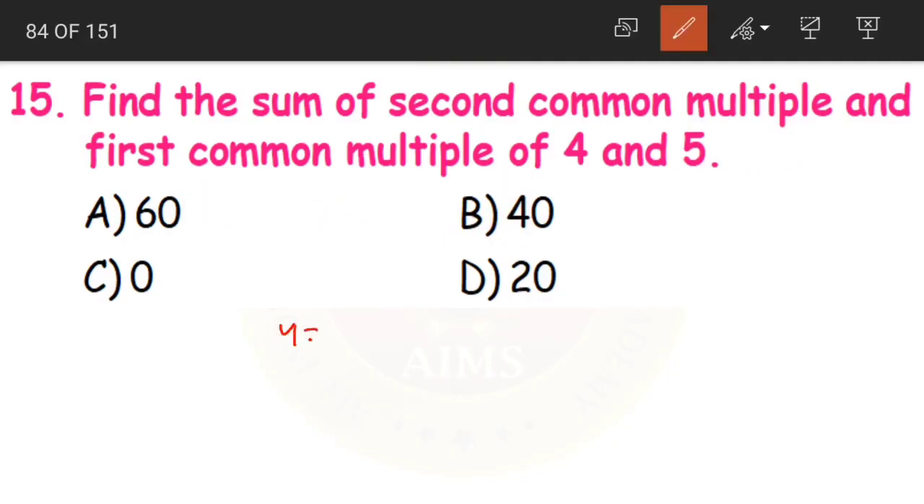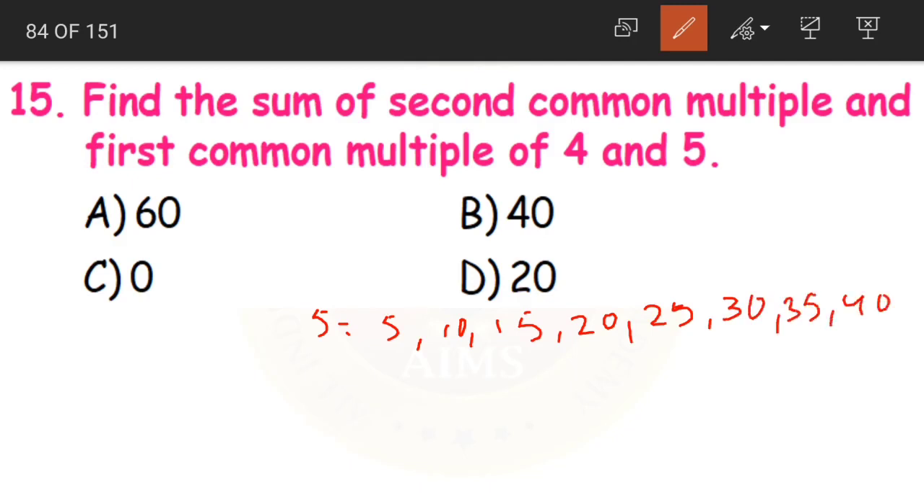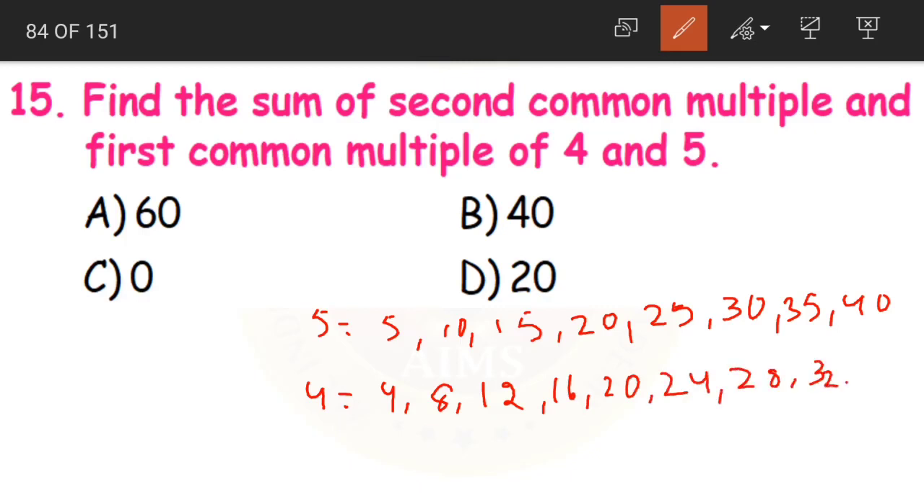See, we have the multiples of 4 and 5. Let me write the multiples of 5 first: 5, 10, 15, 20, 25, 30, 35, 40. And then coming to the multiples of 4: 4, 8, 12, 16, 20, 24, 28, 32, 36 and 40. Yes, we have got two common multiples.